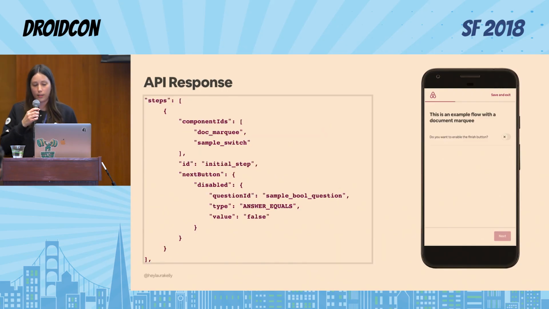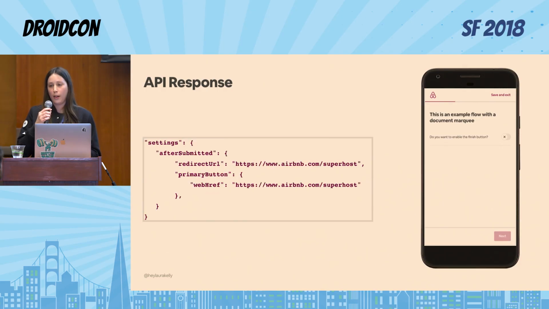Next, there's a set of steps, and in this case, it's basically just one step. You can see that there's component IDs, and then there's a next button. And that next button is disabled when the value of the Boolean question is false. So in this case, the toggle row is switched to false, so the next step is also false. And finally, there's a little bit of extra stuff in the API response to handle what happens when you actually submit that form, where does it get redirected to, and so on.